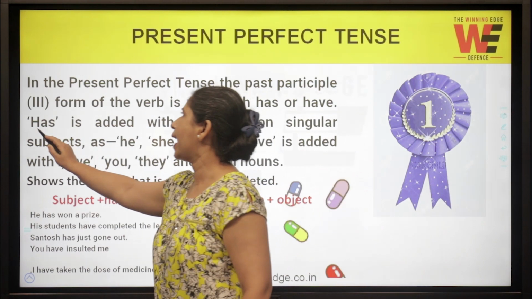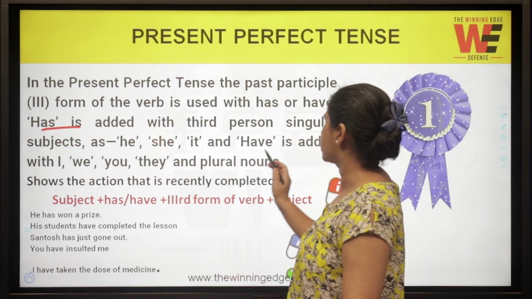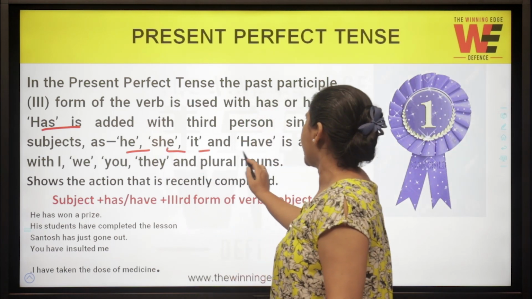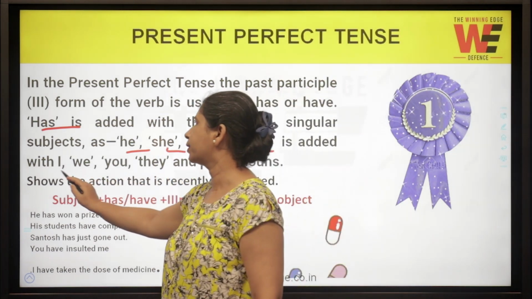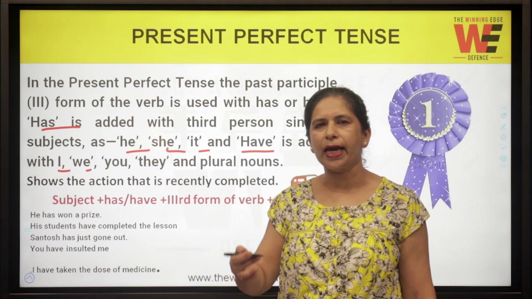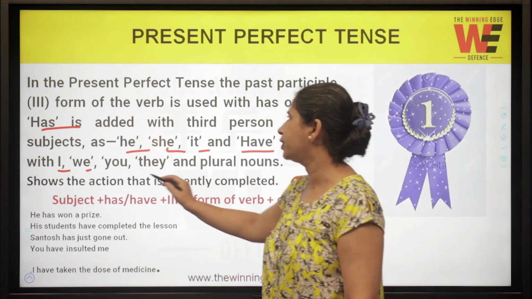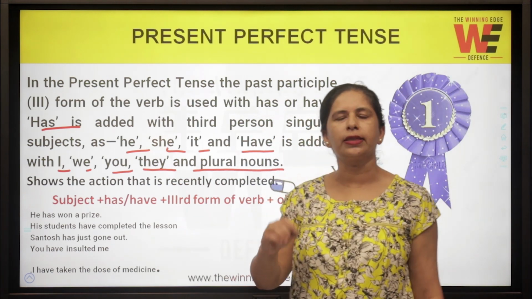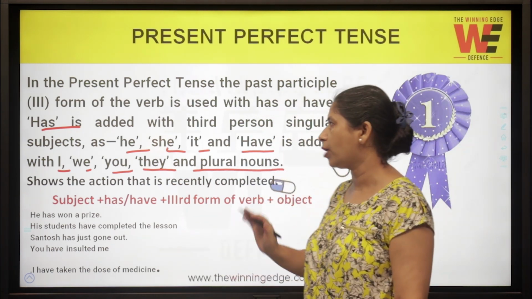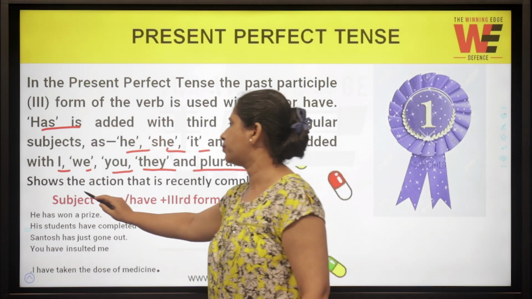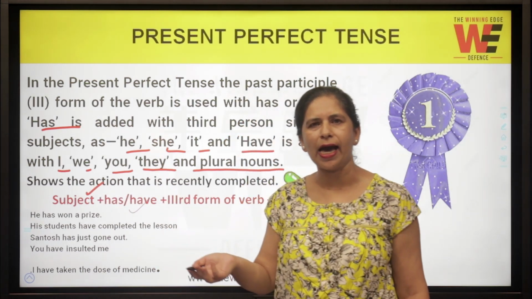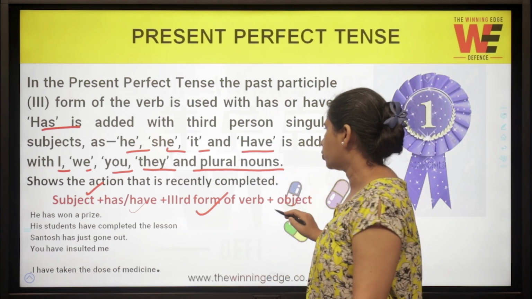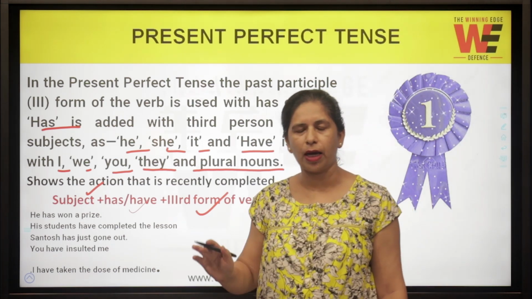यहाँ तो हम has ऐड करते हैं, ठीक है, थर्ड पर्सन के साथ, सिंगुलर सब्जेक्ट्स के साथ, जैसे he, she, it. And have is added with have, हम ऐड करते हैं जब हम बोलते हैं I have, we have, they have. ठीक है, I, we, you, they, ये जो प्लूरल नाउन्स होते हैं उनके साथ हम have ऐड करते हैं. तो this rule you have to remember. So आपका subject plus either it will be has or it will be have plus third form of verb plus your object. So that will be your rule.